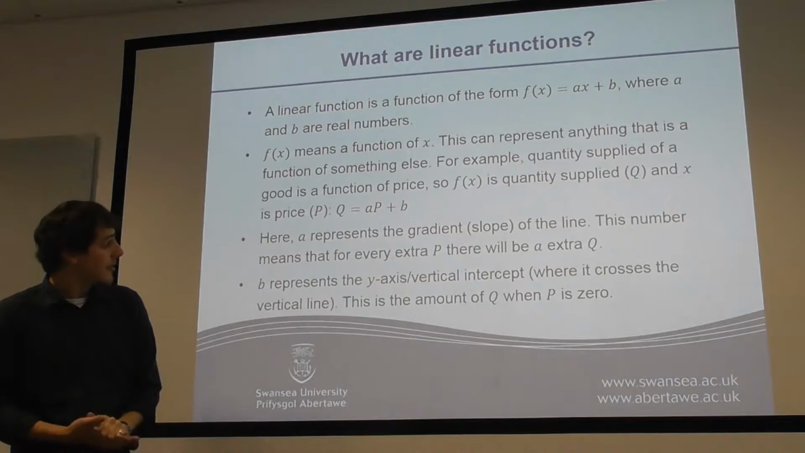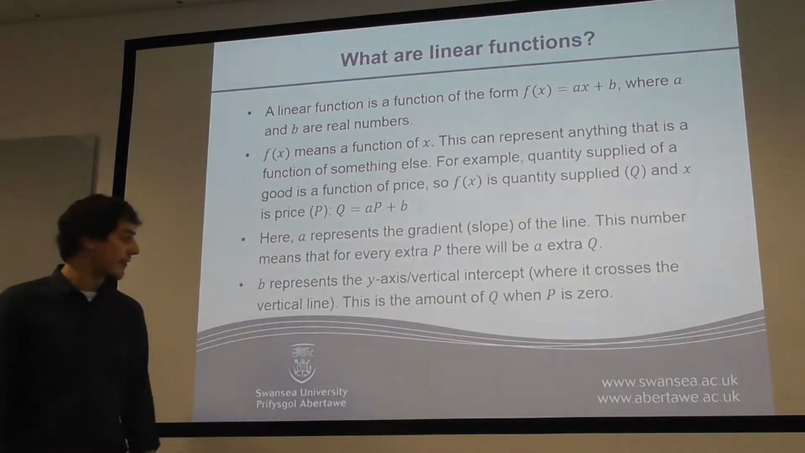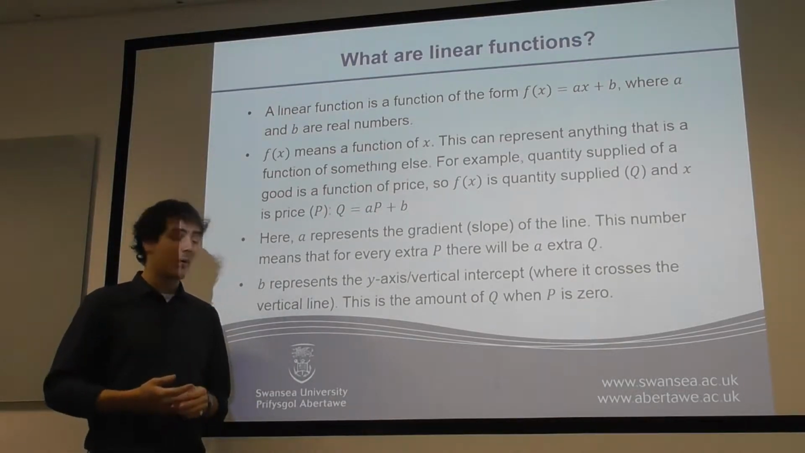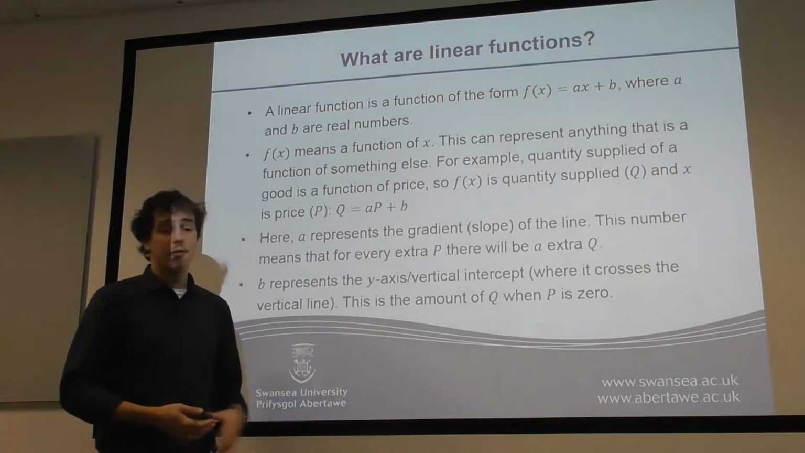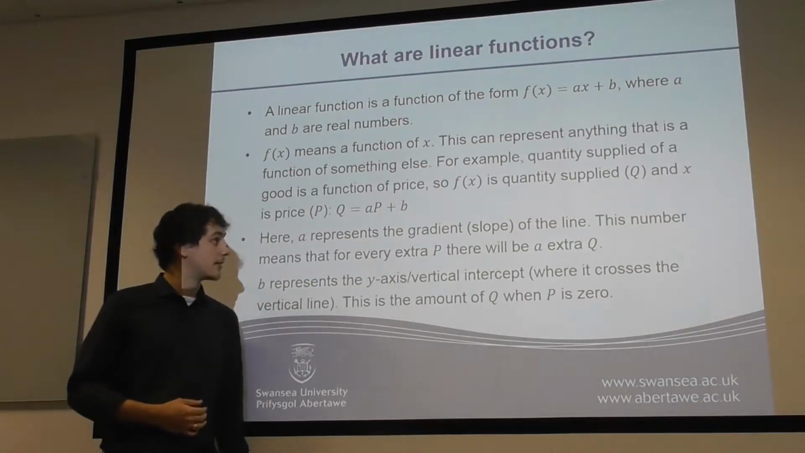And B represents the y-axis, or the vertical intercept. This basically is where it crosses the vertical line. So this is the amount of quantity supplied when the price is 0. So if B is 7, for example, then if the price is 0, there will be at least 7 supplied.